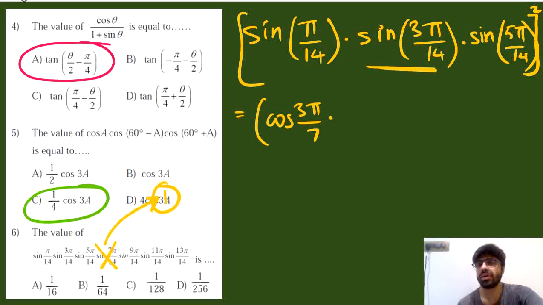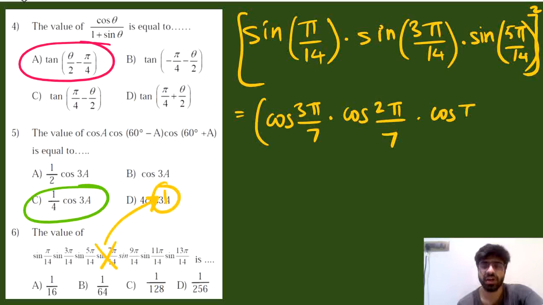Into, try converting this in a similar manner. 3 pi will be written as 7 pi minus 4 pi. So this becomes pi by 2 minus 4 pi upon 14. And that makes it cos of 4 pi upon 14. But 4 pi upon 14 is like 2 pi upon 7. And the last term would be sine of 5 pi upon 14. So that is 7 pi minus 2 pi the whole upon 14. That makes it sine of pi by 2 minus 2 pi upon 14. That would be cos of 2 pi upon 14. But cos of 2 pi upon 14 makes it cos of pi upon 7, the whole square.